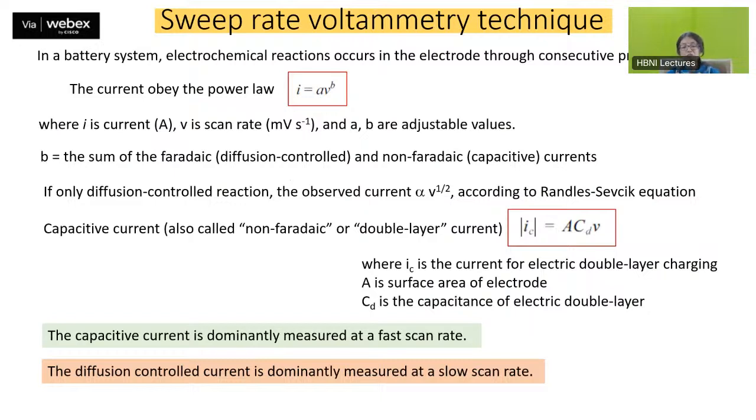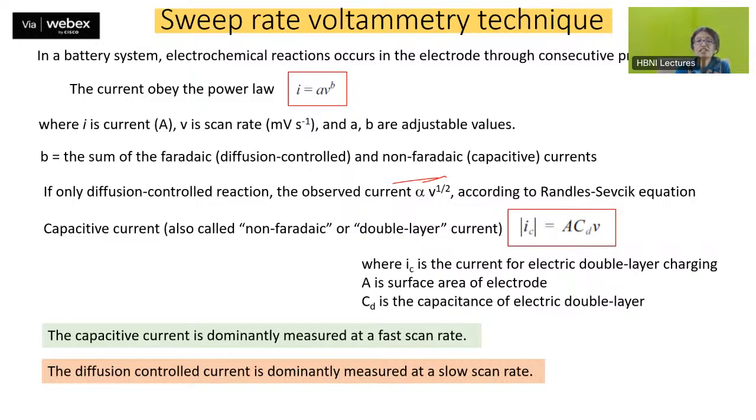So in a battery system, the electrochemical reaction occurs in the electrode through consecutive processes, so the current is going to obey a power law. How is that? I is equal to A nu to the power B. Now I is the current, nu is the scan rate, and A and B are adjustable values. Now this B is very important. B reflects the sum of the Faradaic current, that is the diffusion controlled current, and the non-Faradaic current, which is the capacitive current. So please remember, Faradaic is diffusion controlled, non-Faradaic is capacitive current.